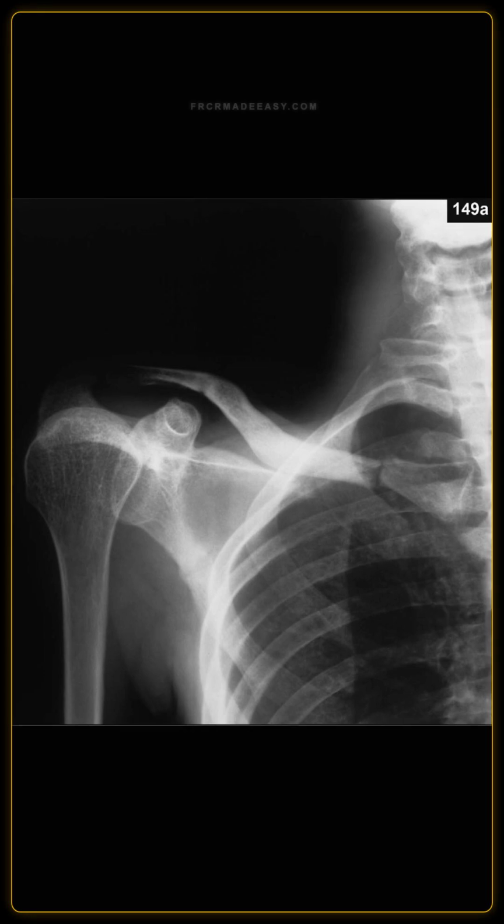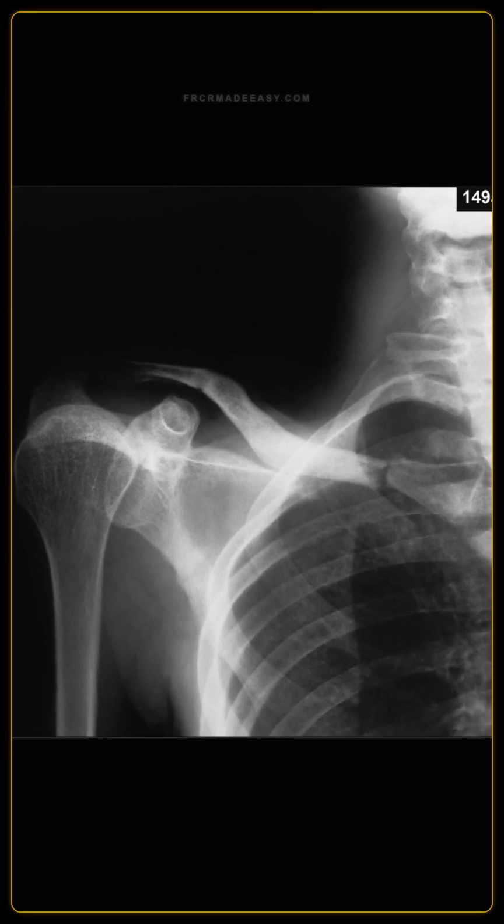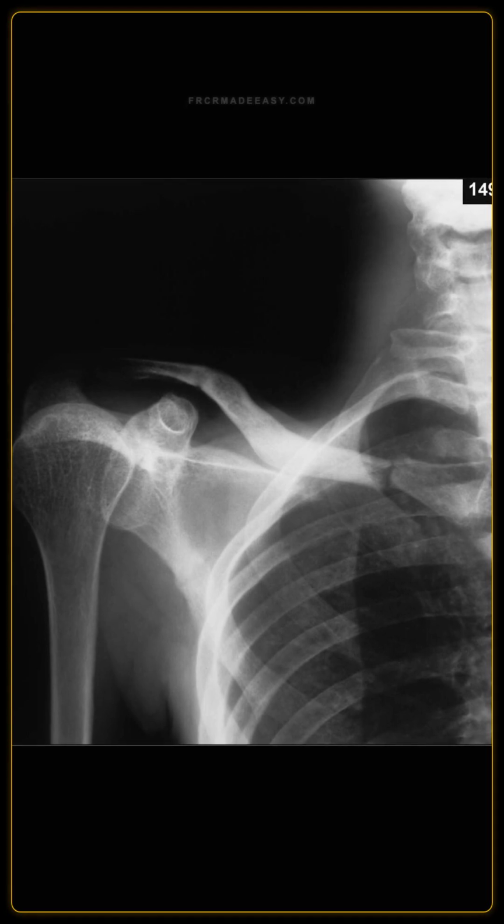A 35-year-old male presents with shoulder pain. I am showing you the radiograph of the shoulder. Describe the findings.